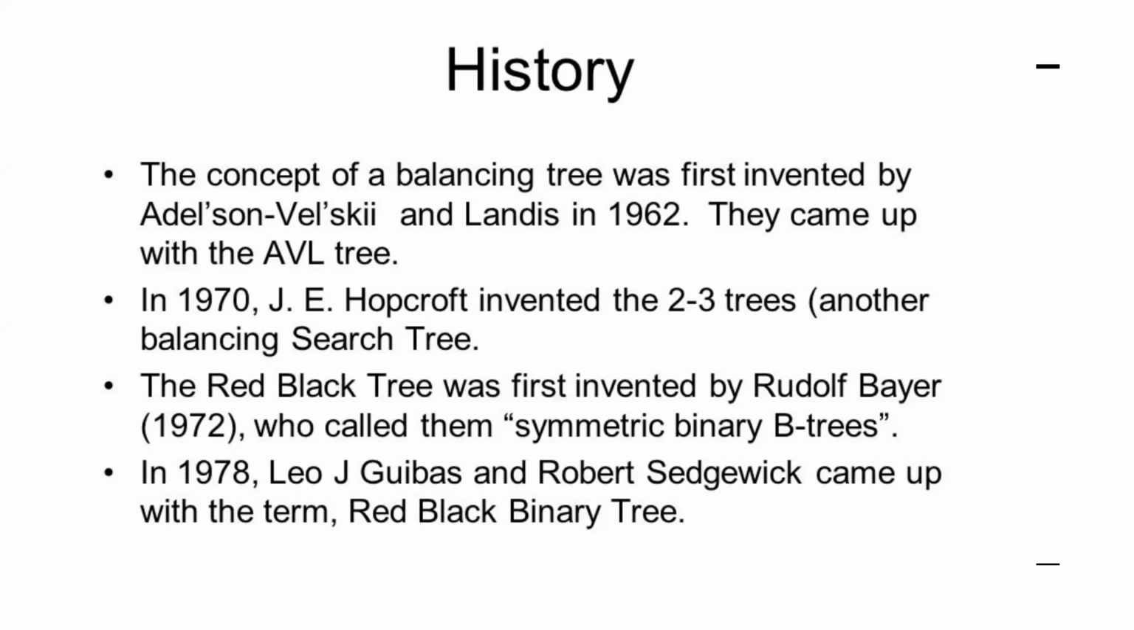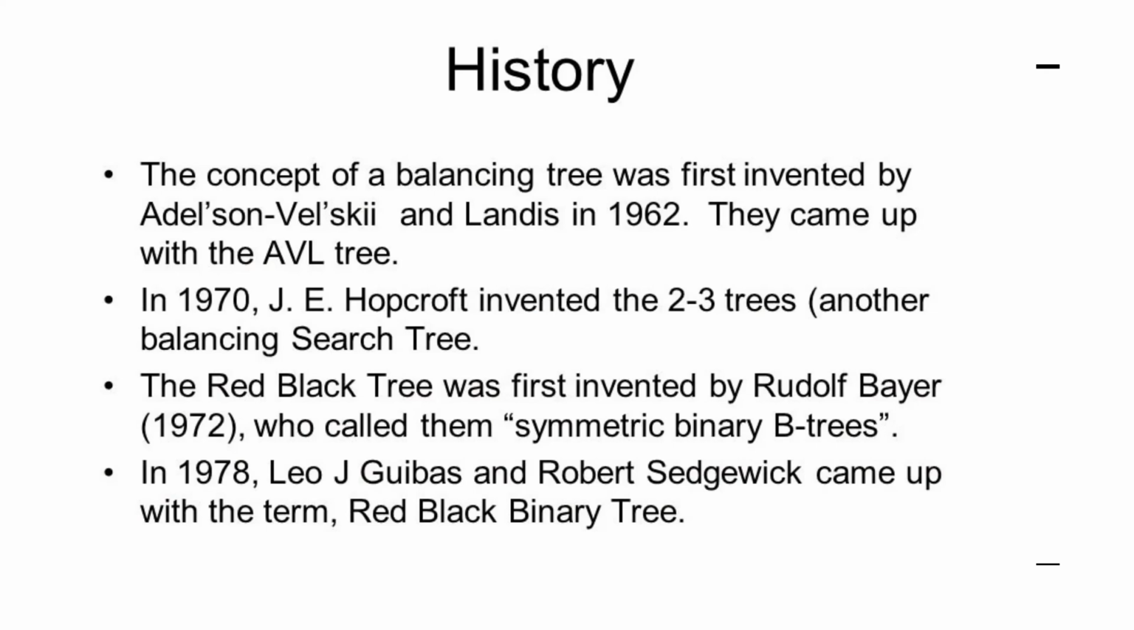Although the balance of the tree is not perfect, it is good enough to reduce the searching time and maintain it around big O log n time, where n is the total number of elements in the tree. This tree was invented in 1972 by Rudolf Bayer. The concept of a balancing tree was first invented by Adelson-Velsky and Landis in 1962.